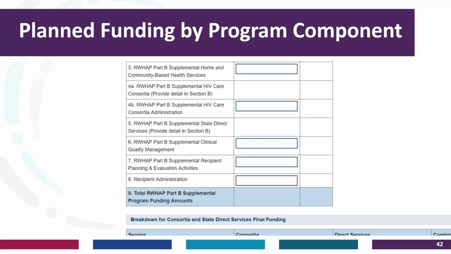Rows 4A and 4B are again for consortia funding. 4A is going to populate with your agency's consortia funding total that's entered into contracts in the GCMS. And then in 4B, you're going to enter the amount for consortia administration if you have that. Row 5 is going to populate with the total of your agency's direct services funding that's entered into contracts in the GCMS. And then rows 6, 7, and 8, those same non-client services we saw before: clinical quality management, planning and evaluation, and recipient administration.